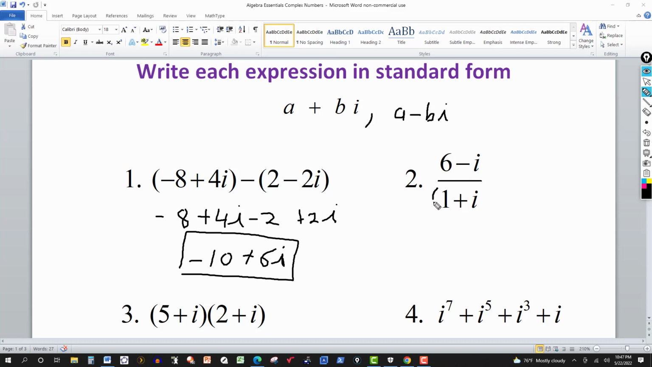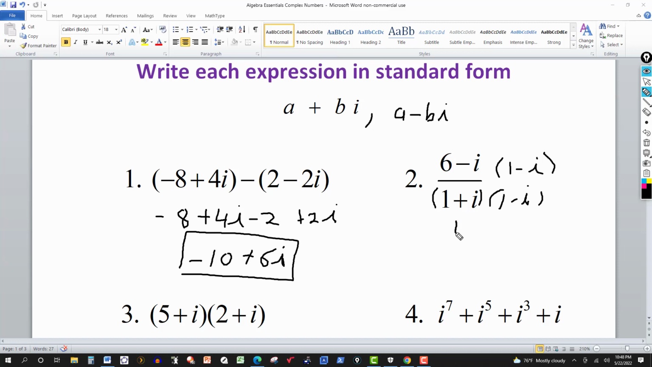So on this particular one, remember, i is the square root of -1, so it's just like a radical. So when you simplify radical expressions, you have a radical in the denominator, you rationalize. Well, the same thing here. We have to get rid of the i, so we multiply by the conjugate of 1 plus i, which is 1 minus i, numerator and denominator. 1 plus i times 1 minus i, that's the same thing as a plus b times a minus b. A plus b times a minus b is a squared minus b squared.